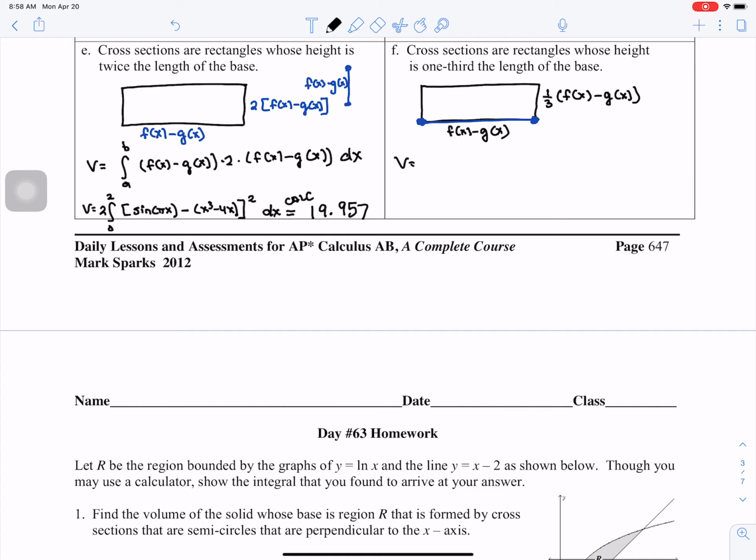So my volume would be the integral from a to b. The 1/3 can come on the outside. I multiply f of x minus g of x twice, so it becomes squared, dx. And when you work out this volume, 1/3, the integral goes from 0 to 2. My f of x is sine pi x. My g of x is x cubed minus 4x. I square that, integrate that with respect to x. And when you do that on your calculator, again to 3 decimal places, if this answer key is correct, this should give you 3.326.